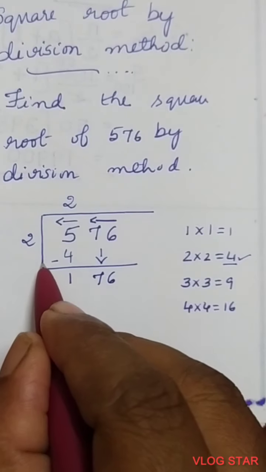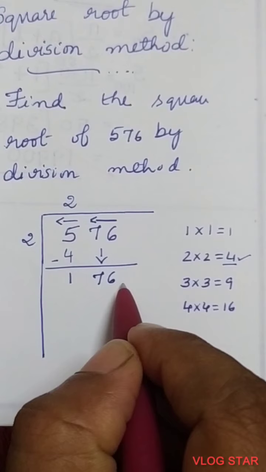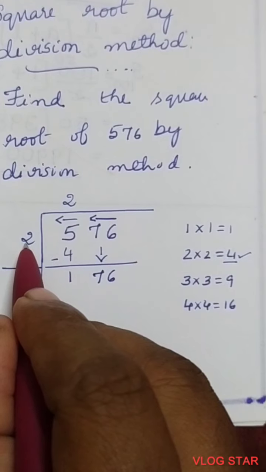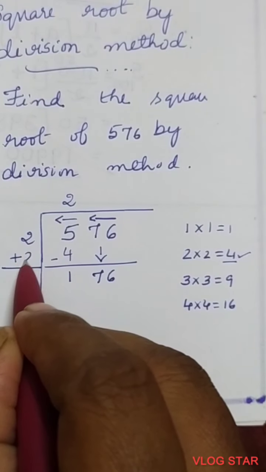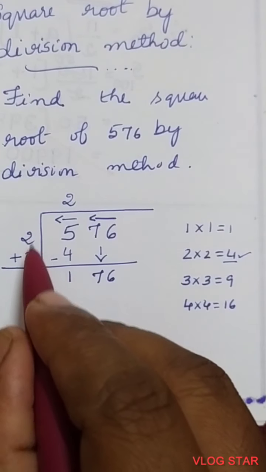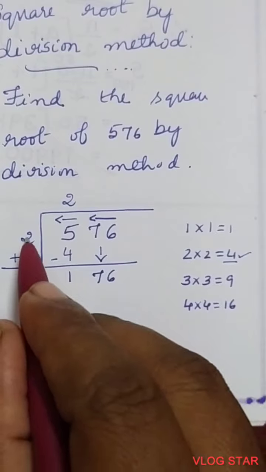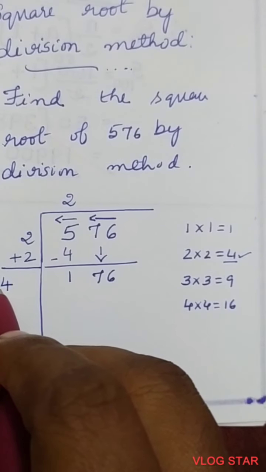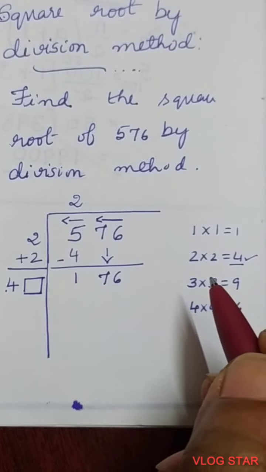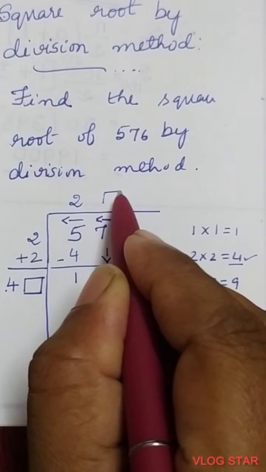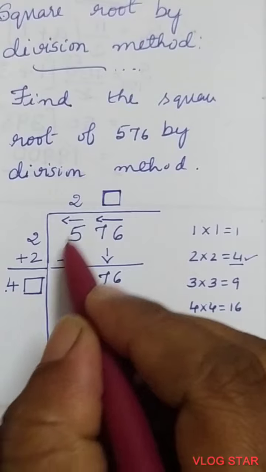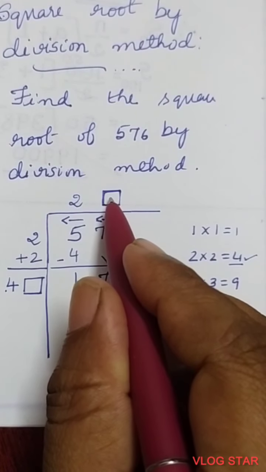It becomes 176. After bringing down this group, whichever number is in the unit place outside, you have to add it. If 2 is there, I am adding 2. If 1 is there, plus 1. If 5 is there, plus 5, like that. 2 plus 2, 4. Why am I writing on this side? We require one place for the unit place. Whatever number I write here, the same number I must write here.